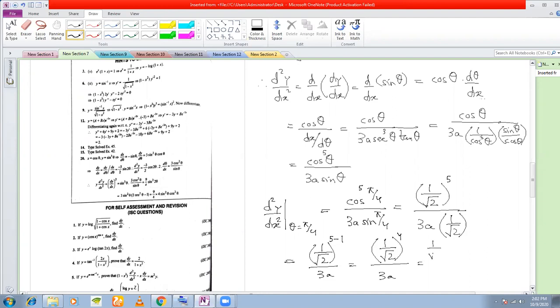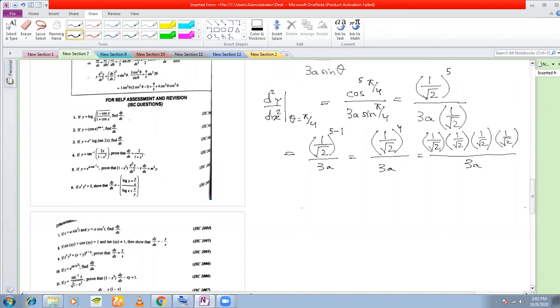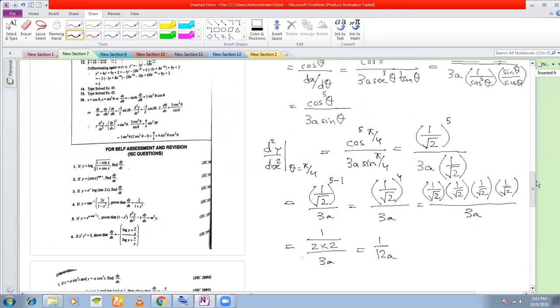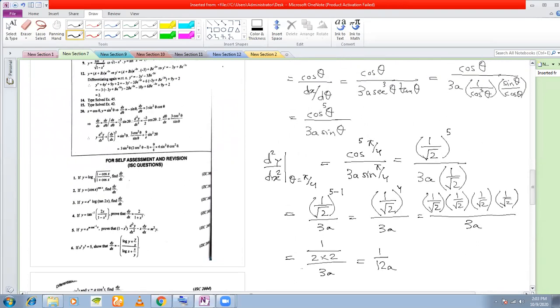So this is 1 by root 2 into 1 by root 2 into 1 by root 2 into 1 by root 2 divided by 3a. How much is root 2 into root 2 into root 2 into root 2? 2 into 2, that will be 4. So the answer is 1 by 12a. This is your answer. Okay, I will stop here for today.